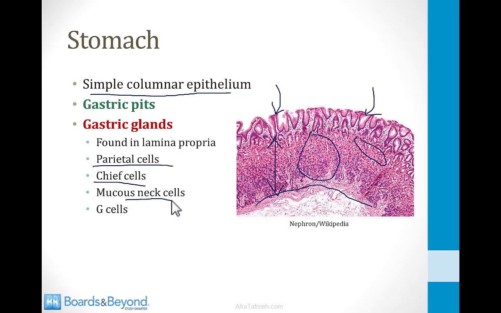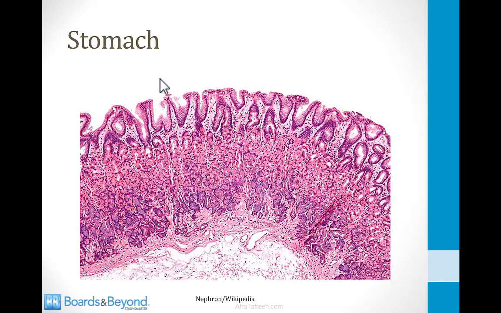Mucous neck cells are found in the glands of the stomach. They make mucus. And then you can also find the G cells in the antrum of the stomach that make gastrin. On this slide, I've zoomed in on the picture from the last slide so that you can see the gastric pits here lined by simple columnar epithelial cells. You can see the mucosa layer of the stomach here. You can see pink parietal cells here and dark blue or purple chief cells down here at the bottom.